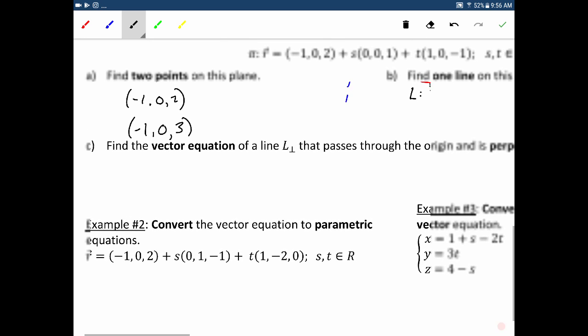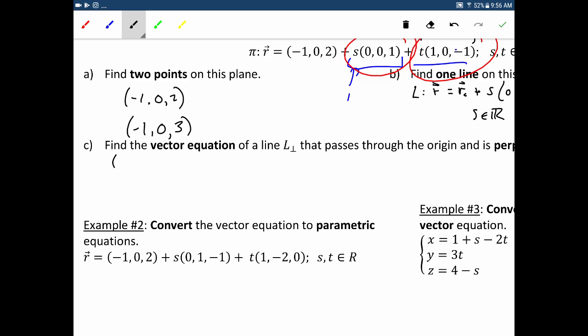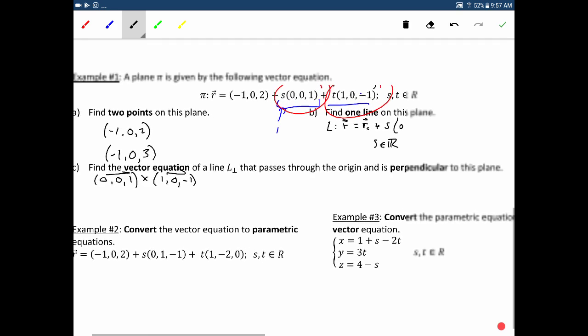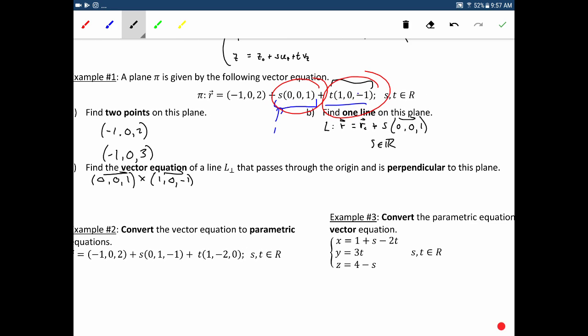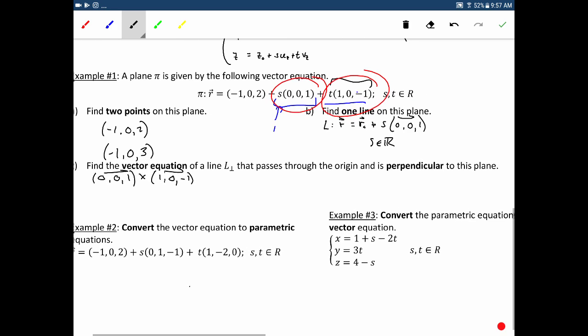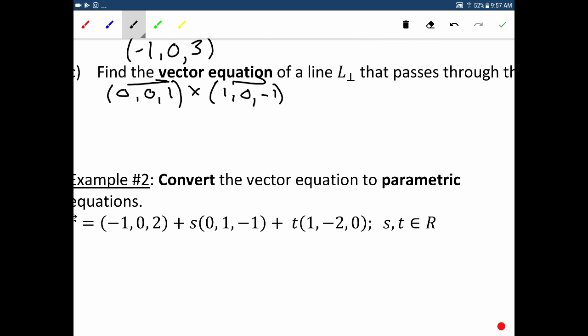So I just say, what were my vectors here? So we got 0, 0, 1, cross, and that's a vector. 1, 0, -1. Also a vector. I'm actually realizing I left out that guy. Anyway, so there we go. So that's all we need to do here.